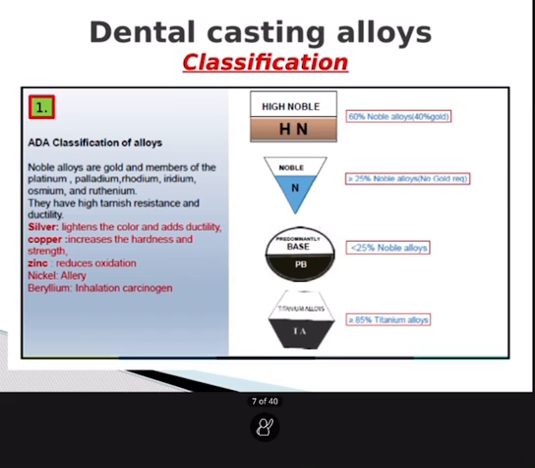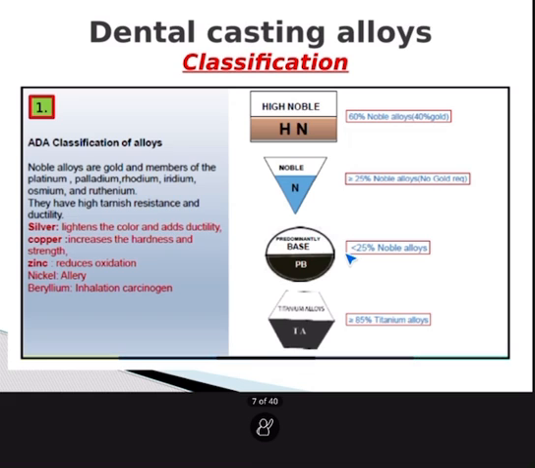And why do we have so many of these materials? Initially we were using gold alloys, high noble and noble material. But because of the cost and other things, we have to add other metals to the gold so that it can be used for casting. These materials create some problems. You have to add silver, copper, zinc, nickel, and beryllium.